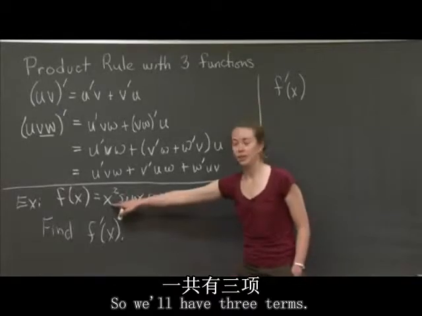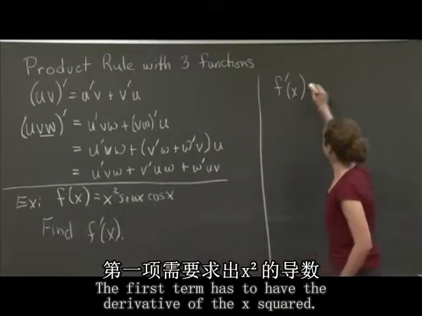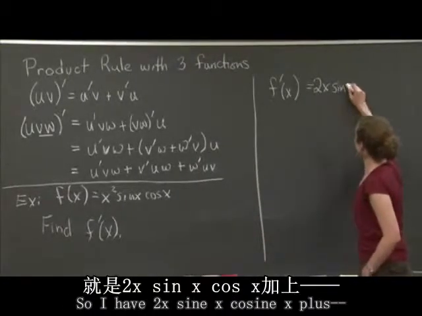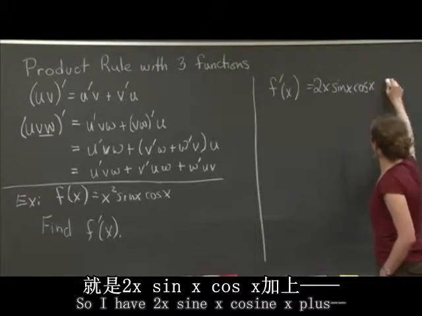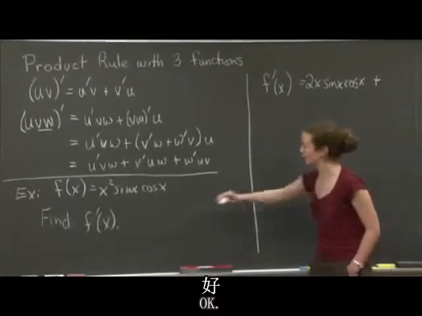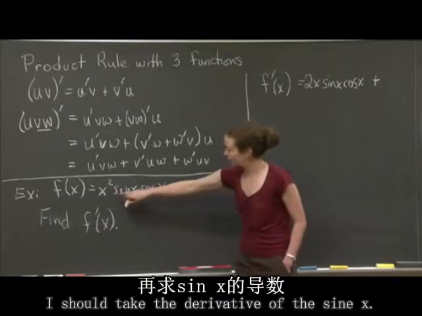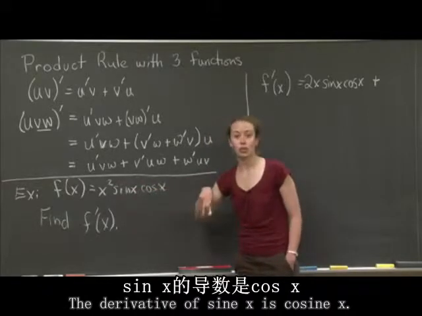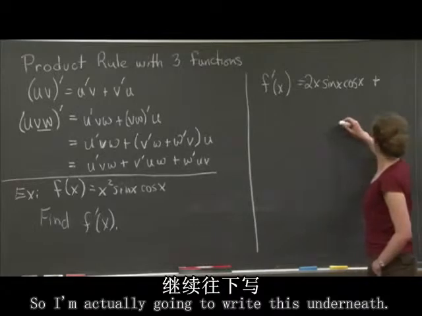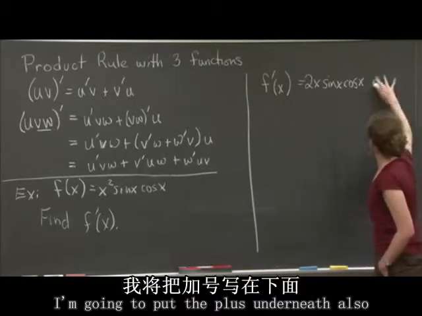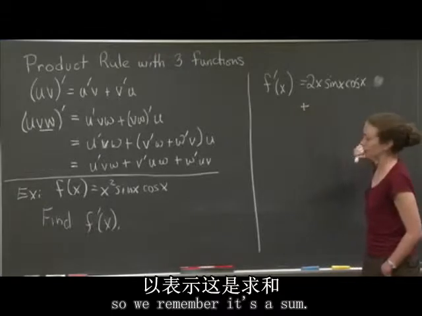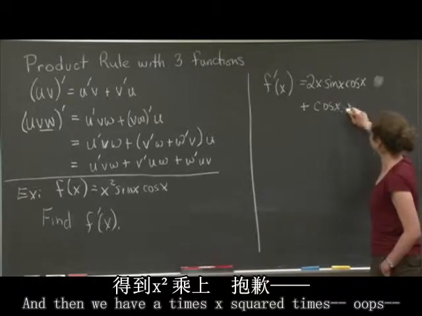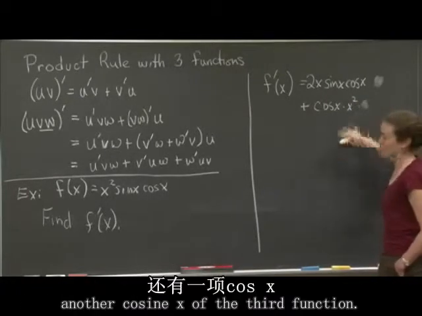The first term has to have the derivative of the x squared. That's going to give me a 2x, and I leave the other two terms alone. So I have 2x sine x cosine x plus, I may want to just write these below. Now in the next term, I should take the derivative of the sine x and leave the x squared and the cosine x alone. Derivative of sine x is cosine x. So I'm going to put the plus underneath also so we remember it's a sum. Plus, the derivative of sine x is cosine x, times x squared times another cosine x of the third function.